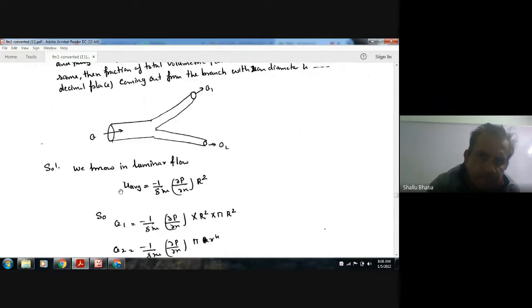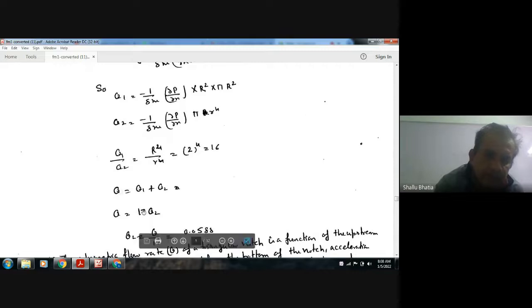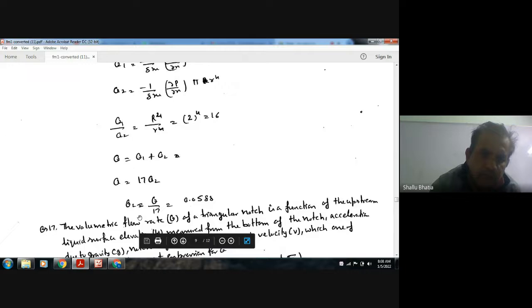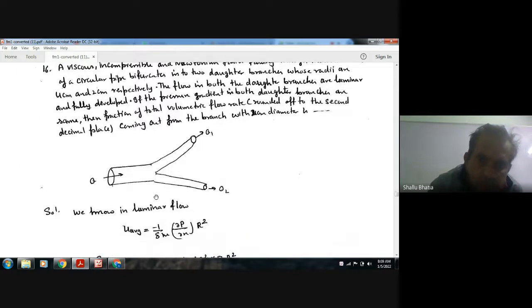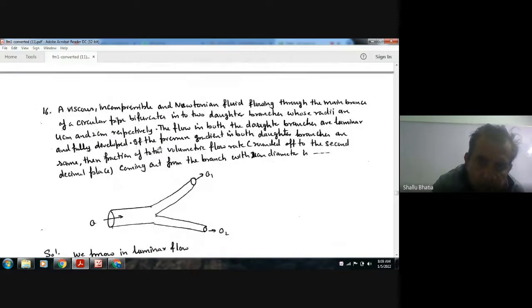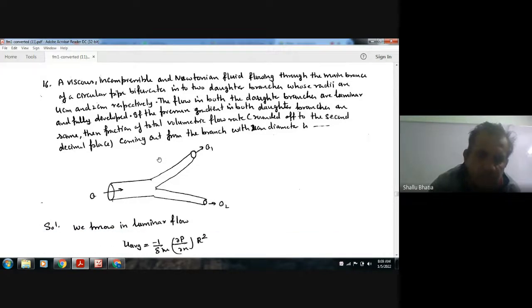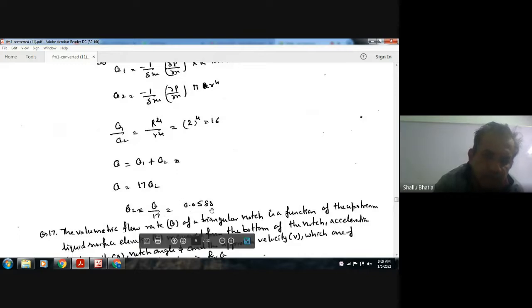and so this will be 17. Q1 plus Q2 will be Q, and Q is equal to 17 Q2. So Q2 is equal to Q by 17, and this is very clear for finding the fractions. Taking Q as 1, we get 3.05.